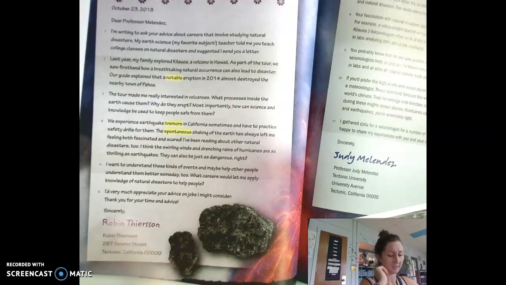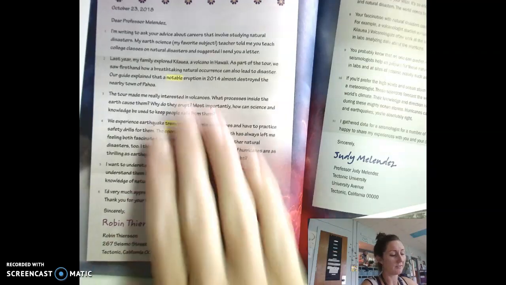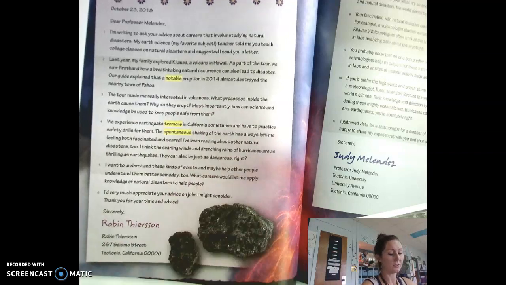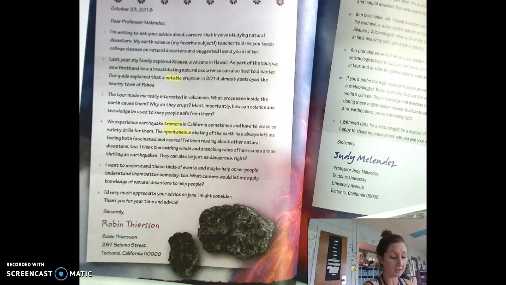So this is her closing. So thinking about sensory language and author's craft, we can go in here and we can find different words throughout. She uses the word spontaneous, shaking of the earth, fascinated, scared. So all these different words help you kind of experience what she's talking about. So you're going to be able to see how excited and passionate Robin is about the earthquakes and those natural disasters and studying them. And the word choices that Robin uses are going to grab the reader's attention.